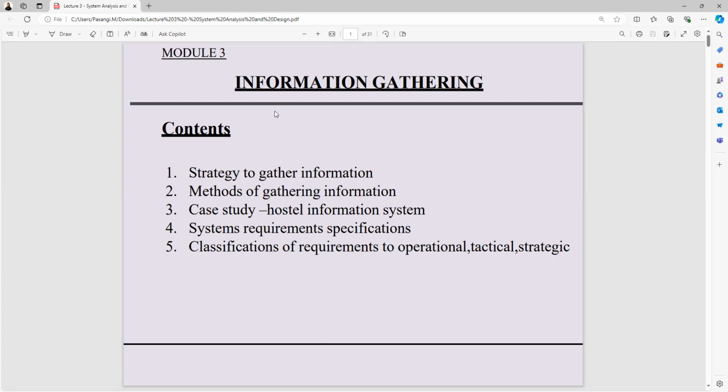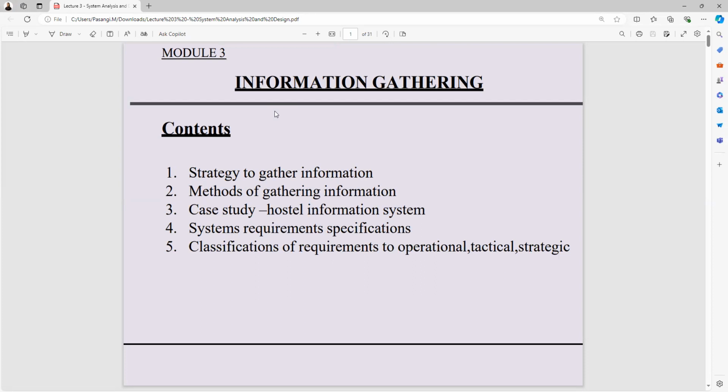So now, if you can remember what we have already done in lesson number 2, which we call lecture number 2, as the first step, what we had was information gathering. For this entire lesson, we will be talking about the strategy to gather information and also the methods we use to approach gathering information.